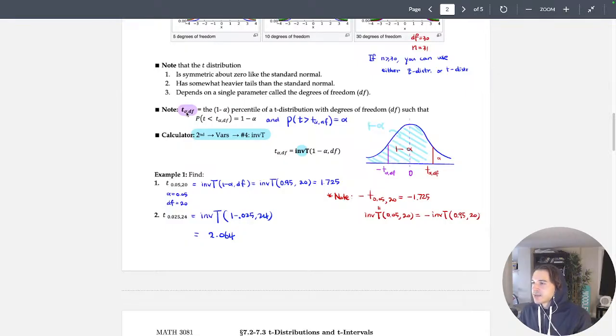T alpha df equals the 1 minus alpha percentile of a T distribution with degrees of freedom df, such that the probability T is less than T alpha df equals 1 minus alpha, and probability that T is greater than T alpha df equals alpha. And you can calculate that with inv T, the function. As long as you know alpha and you know your n or your degrees of freedom, and remember degrees of freedom is just n minus 1, then you can calculate your inv T.